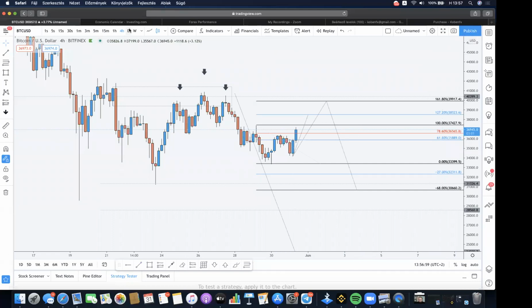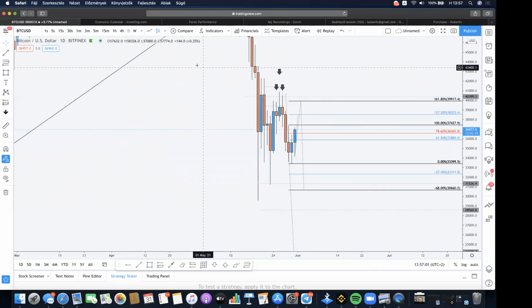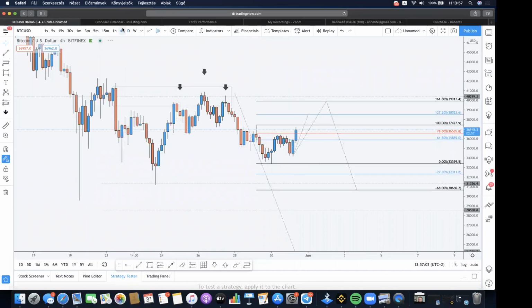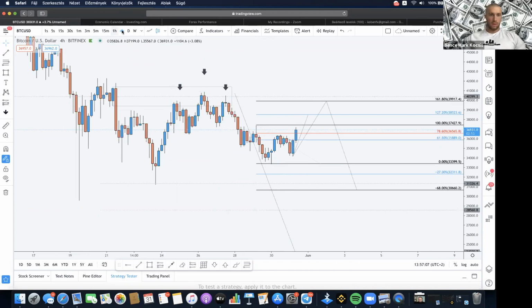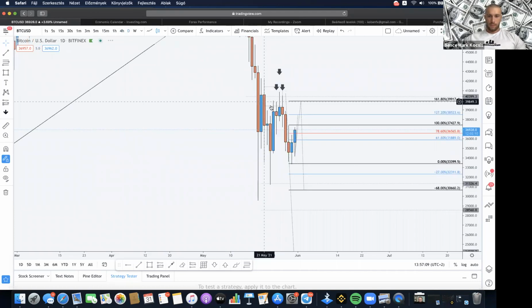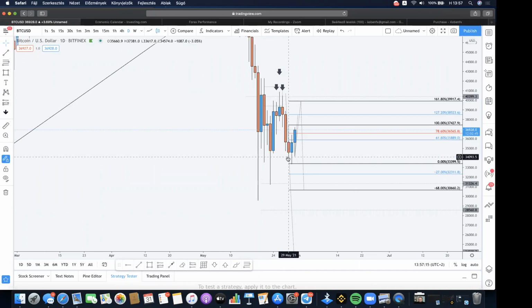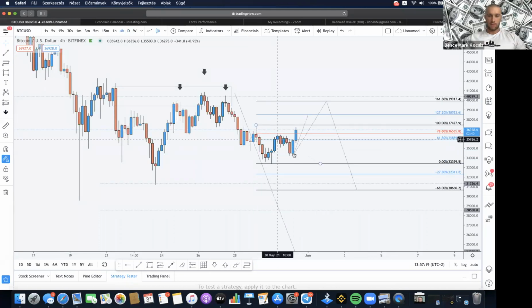Hence, that will be a break of structure, right? Pardon? If it goes to 127, wouldn't that be a break of structure? No, because basically on the daily, that's the last lower high, that's the last lower low. So the daily is still bearish. The 4 hour is bullish. If you follow this 4 hour move, it's just a pullback, and the overall trend is bearish.